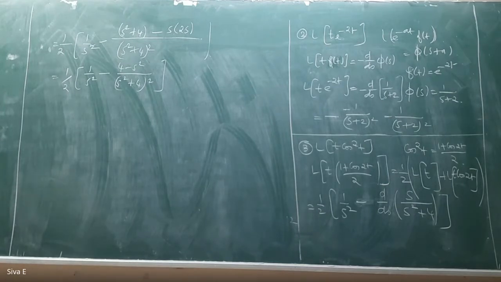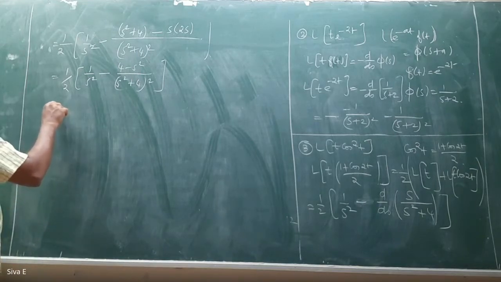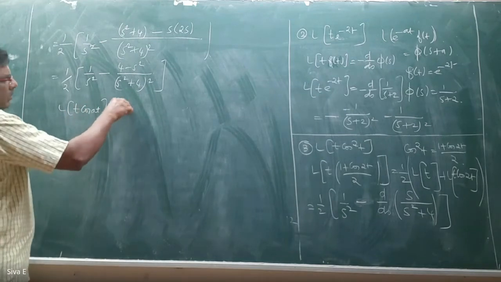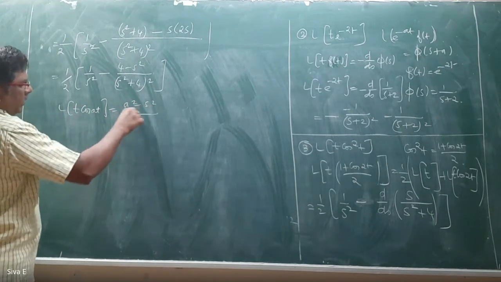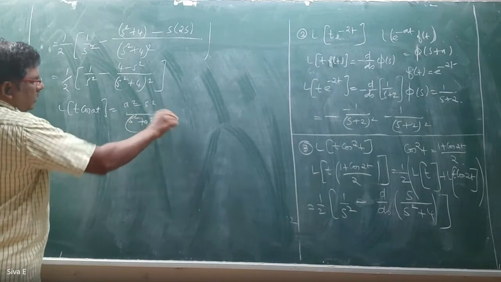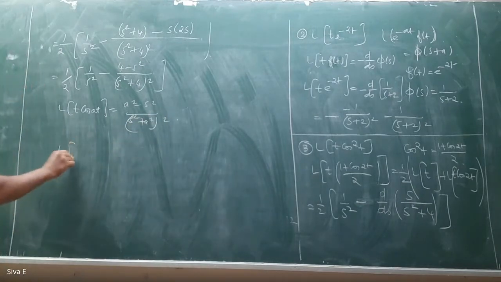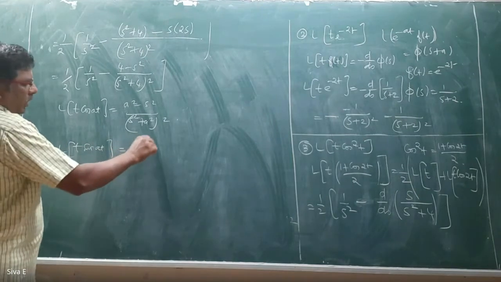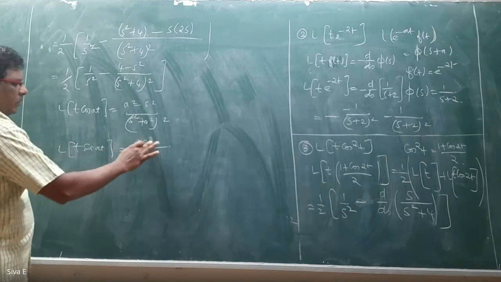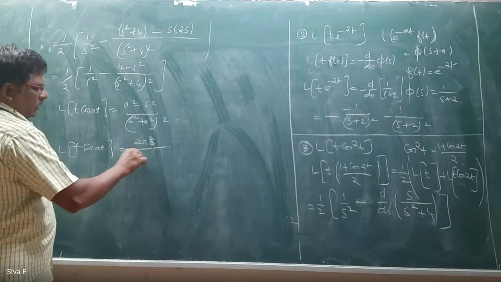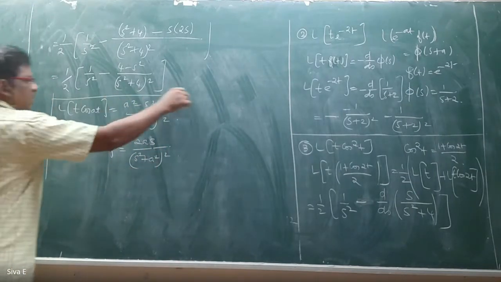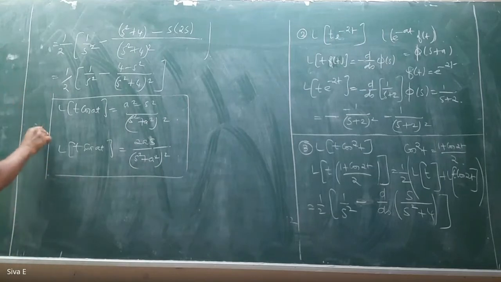So, in general, two important formulas are there. Laplace transform of t cos at is equal to a square minus s square divided by s square plus a square whole square. Laplace transform of t sin at is equal to 2as by s square plus a square whole square. How to come up with this formula for MCQ.